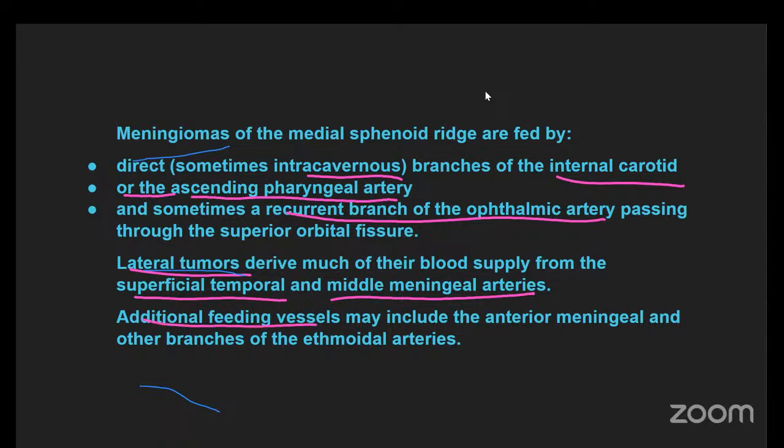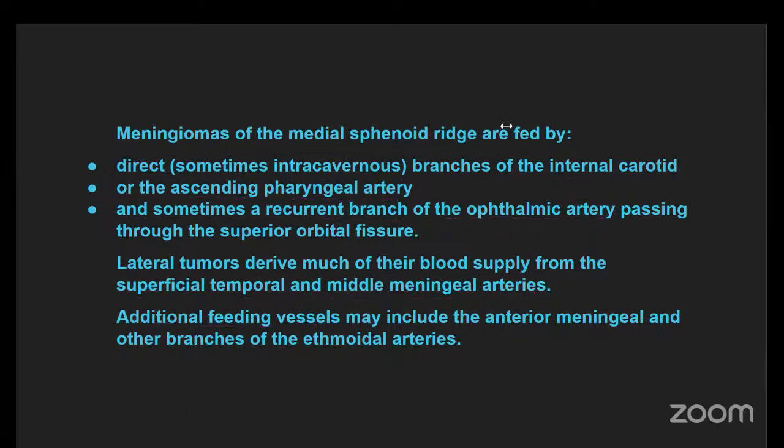So the additional feeding vessels may include the anterior meningeal artery, sometimes branches of the ethmoidal artery as well. So during surgery, where to tackle these arteries before the dissection? Depends. If the artery is a branch of the ECA, then you can tackle it, you can coagulate it. It's not going to cause much risk. If they are branches of the internal carotid artery, it's a good idea to stay away.